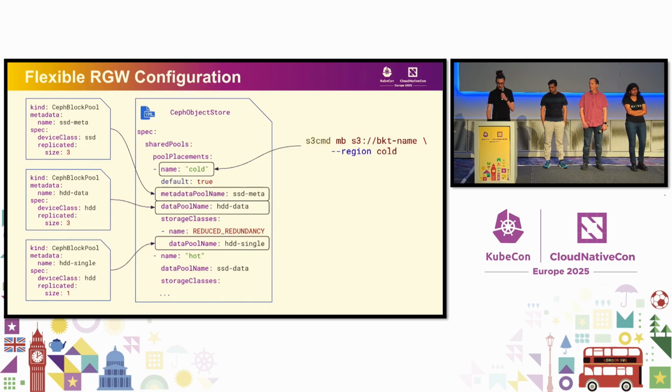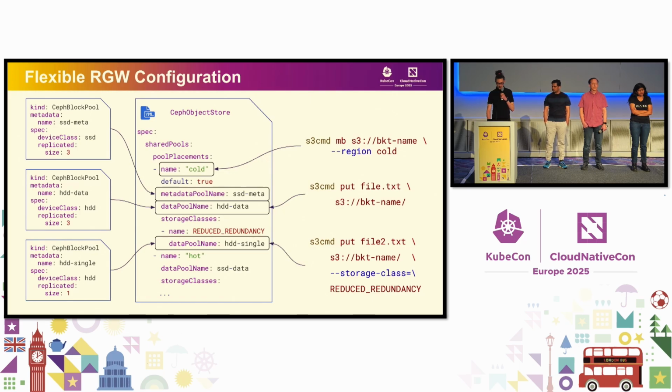Now, S3 clients can create a bucket and refer to our placement as the S3 region. If a user, for example, puts an object in such a bucket, it will end up in the HDD 3 replica pool. And if the user sets the storage class reduced redundancy, it will be stored in a single replica.